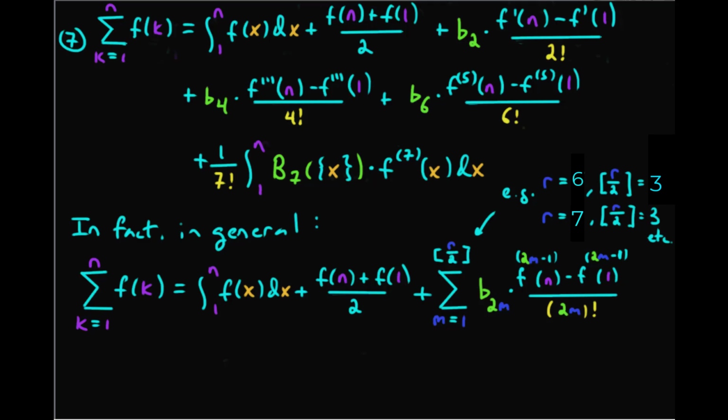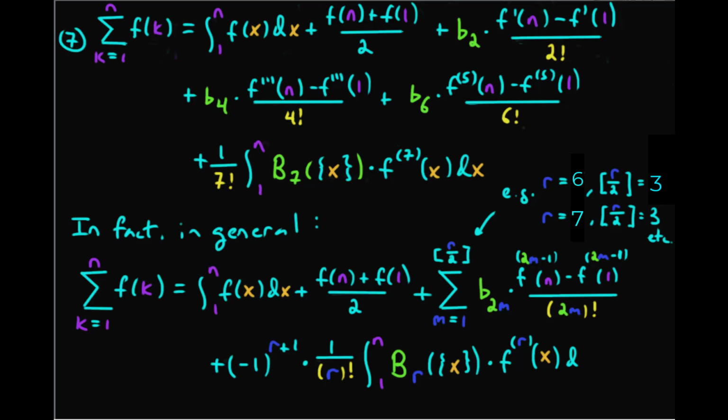That's pretty neat. And now all that's left in our formula is the remainder integral, which, as we said, alternates signs. So that's going to be plus (-1) to the r plus 1 times 1 over r factorial times the integral from 1 to n of capital B sub r of the fractional part of x, that's the rth periodic Bernoulli polynomial, times the rth derivative of f of x dx. Well, isn't that just an amazingly beautiful formula?